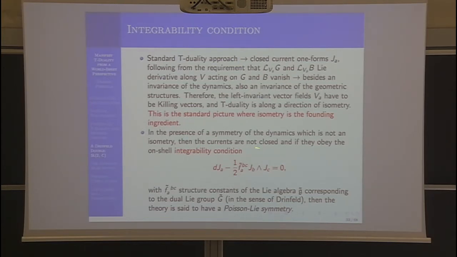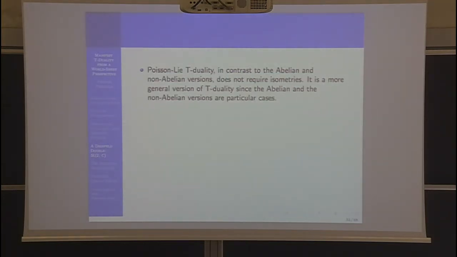In the presence of a symmetry of the dynamics which is not an isometry, the currents are not closed, and if they obey the on-shell integrability condition written this way, where these are the structure constants of the Lie algebra of G tilde, corresponding to the dual Lie group in the sense of Drinfeld, then the theory should have a Poisson-Lie symmetry. So Poisson-Lie T-duality, in contrast to the abelian or non-abelian version, does not require isometries, as I have said also previously. It is a more general version of T-duality, since the abelian and the non-abelian versions are particular cases.